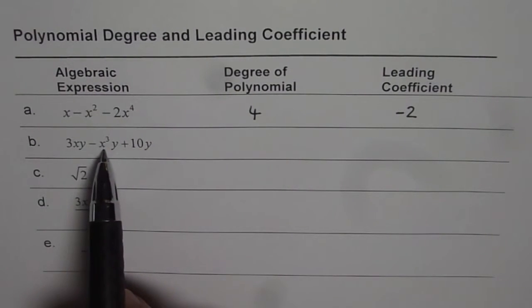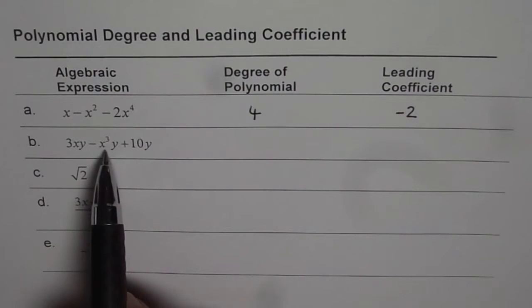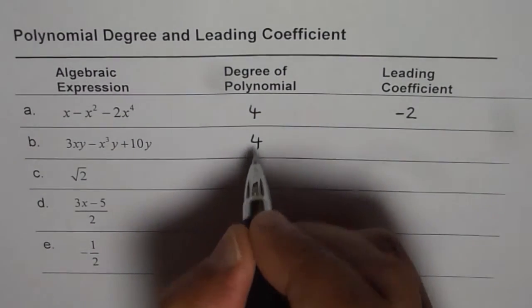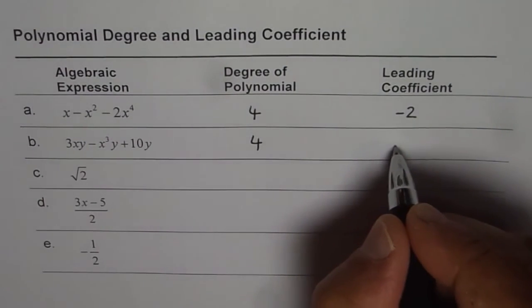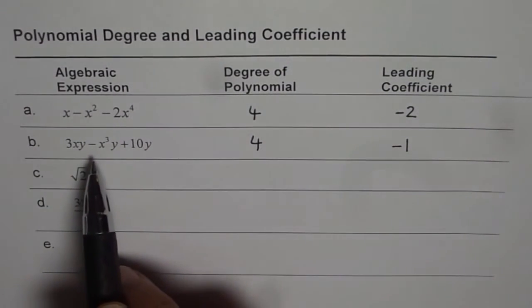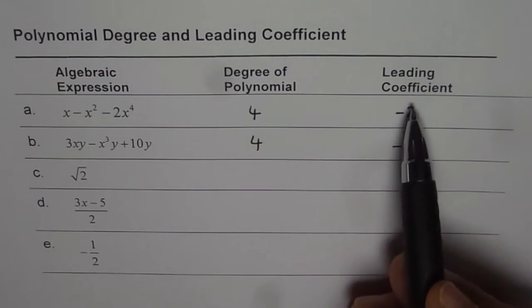So minus x cubed y becomes our leading term with degree of 4. So we again have degree of 4 for this polynomial, and the leading coefficient is minus 1. So it is minus 1. The constant associated with the term having the highest degree is the leading coefficient.